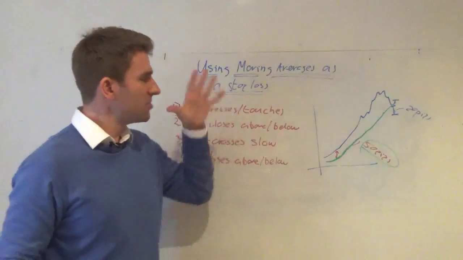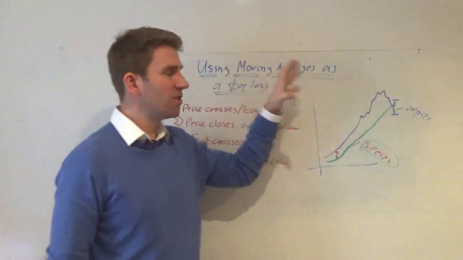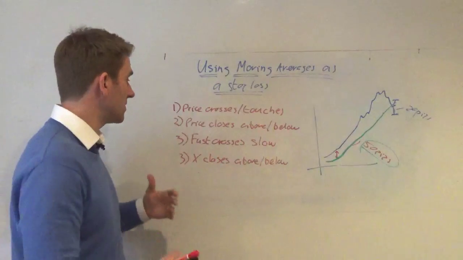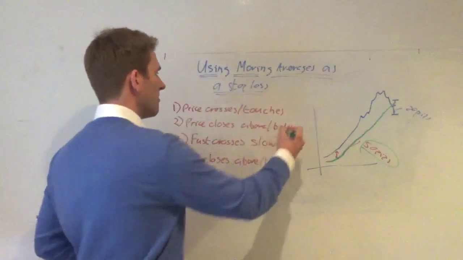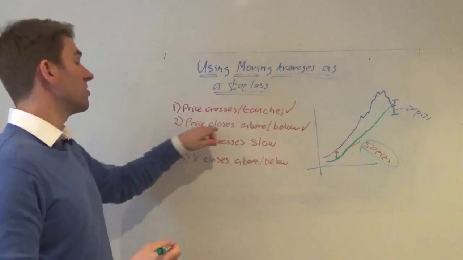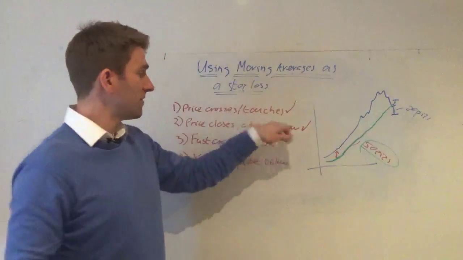Again, it's going to be up to you just eyeballing the chart, the trade, the market environment you're in, the conditions, what's coming up, and making the decision based on that. There's no real right or wrong definitive answer to that one. So we've got price touches or crosses, and price closes above or below. Obviously, it depends if you're going long or short. If it's short, then it's going to be above. If it's long, it's going to be below.